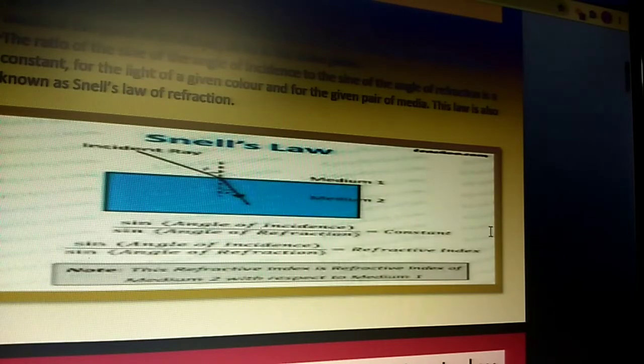So this phenomenon is known as refraction, bending of light. Whenever the incident ray is coming from a rarer medium to a denser medium, it bends towards the normal. When it is going from denser medium to rarer medium, it moves away from the normal.